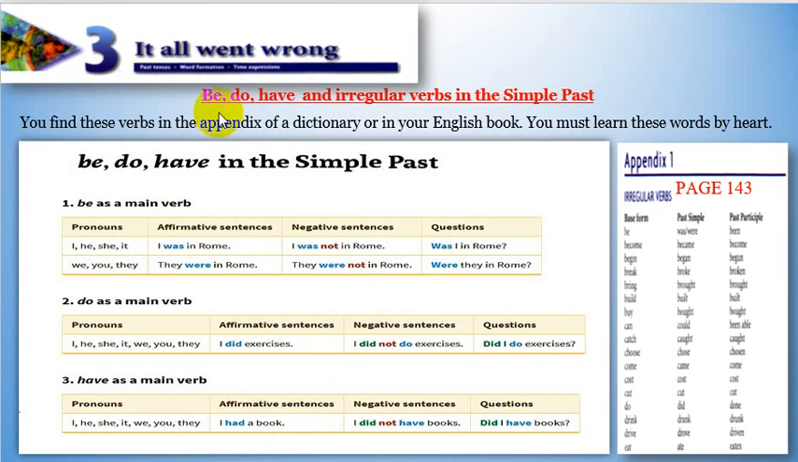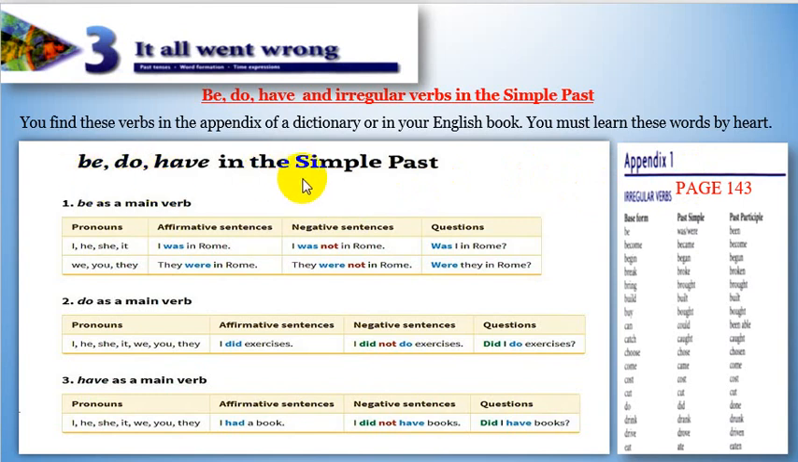Now we have the verbs be, do, have, and irregular verbs in the past tense. You find these verbs in the appendix of a dictionary or in your English book. You must learn these words by heart, because there is no other way to know how to conjugate these verbs. The appendix is in your book material on your Google Classroom.